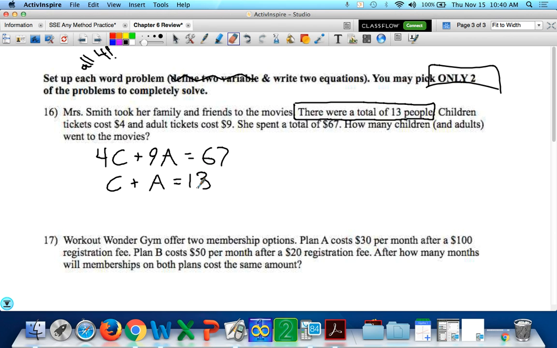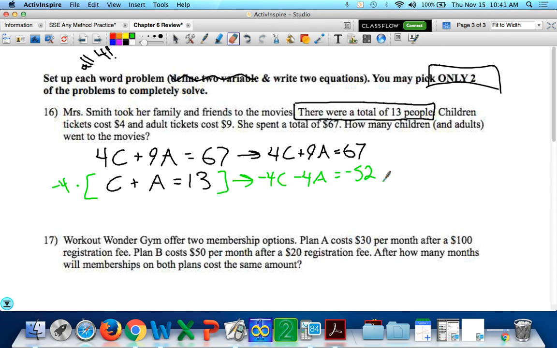Now, let's say you figured that out and you decided this is one of the problems you're going to work out. Well, then I'm going to do this with elimination, all right? And namely, I'm going to go ahead and eliminate the C variables by multiplying my bottom equation by -4. Because I want this one to become a -4, okay? My top equation stays the same. 4C plus 9A equals 67. My bottom equation is new, however. -4C minus 4A equals -52.